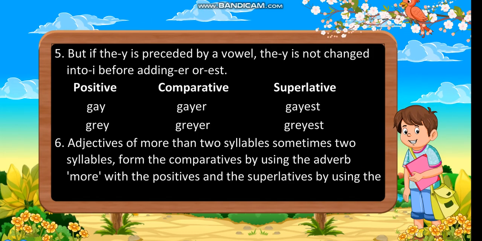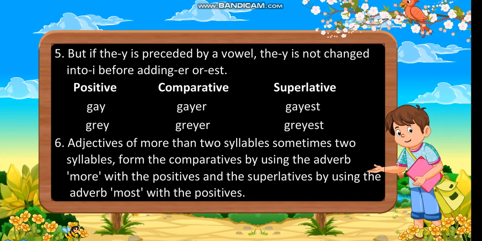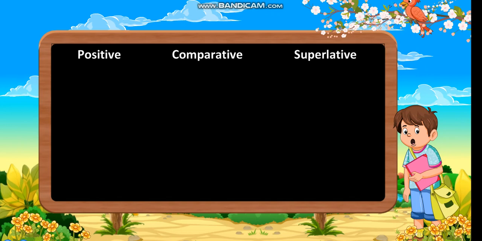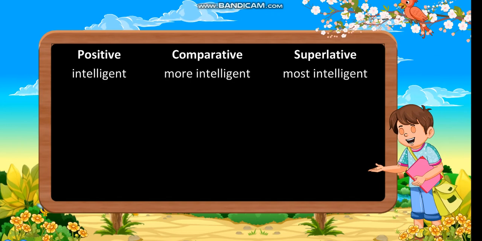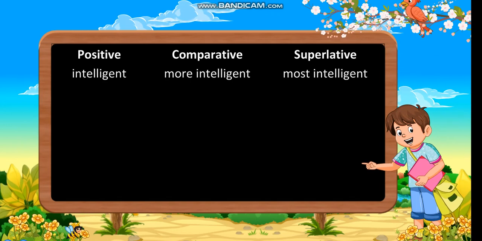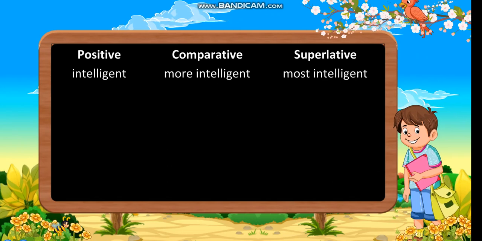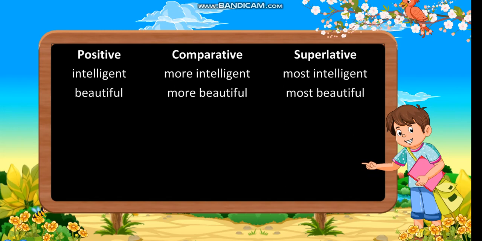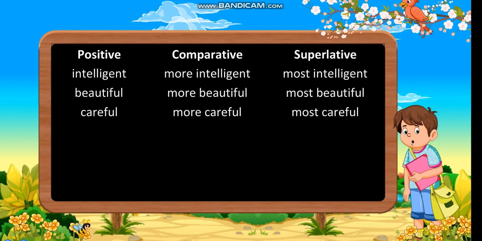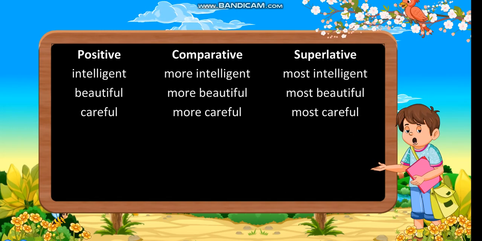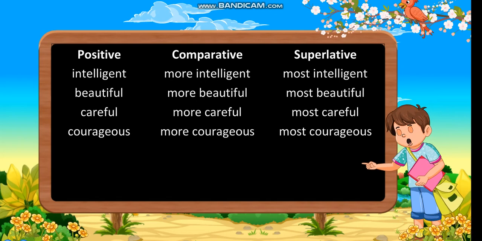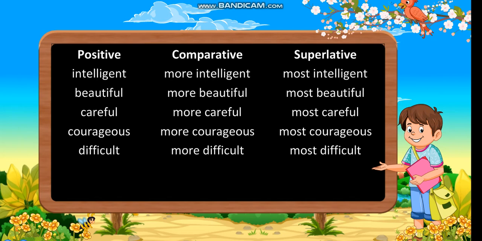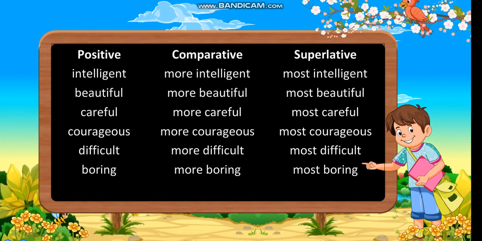more with the positives and the superlatives by using the adverb most with the positives. Positive, comparative, superlative. Intelligent, more intelligent, most intelligent. Beautiful, more beautiful, most beautiful. Careful, more careful, most careful. Courageous, more courageous, most courageous. Difficult, more difficult, most difficult.